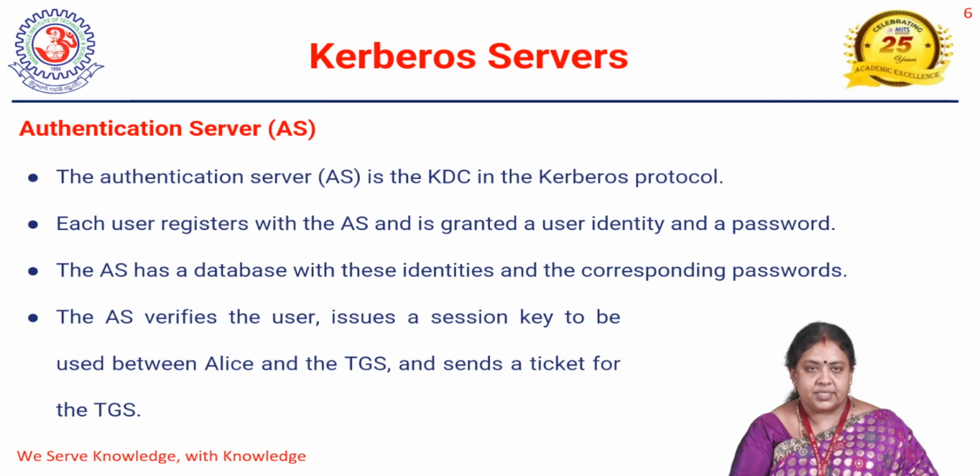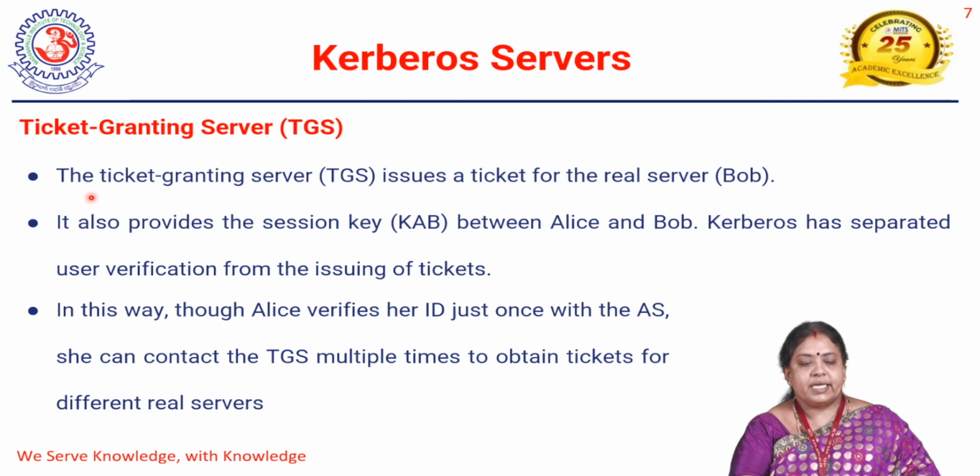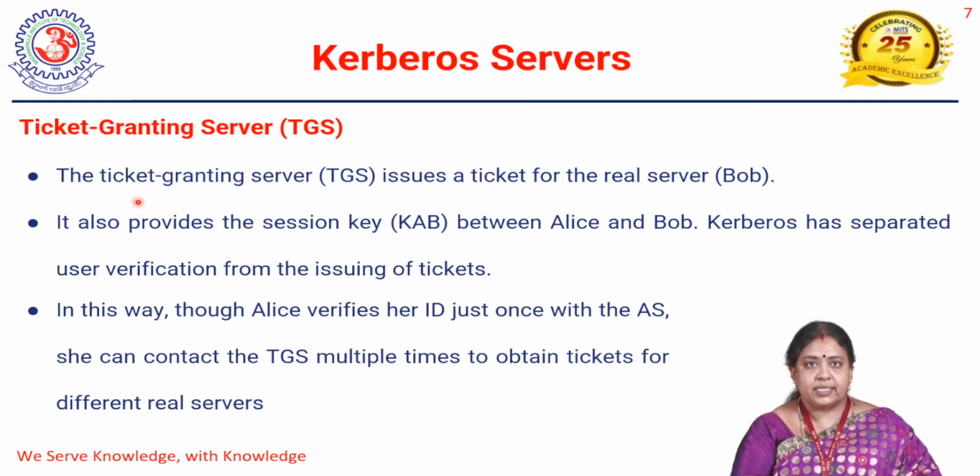That is the authentication server. The next server is called the TGS, which we call the ticket granting server. This ticket granting server issues a ticket for the real server, that is Bob. Issuing a ticket means what? It gives the permission to access the server. For that purpose, it is going to provide a session key between Alice and Bob. Alice is the user and Bob is the server, and between these two we must have a session key that we call KAB, which is used for the symmetric encryption process.